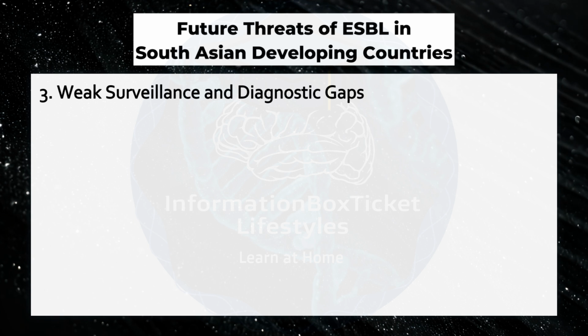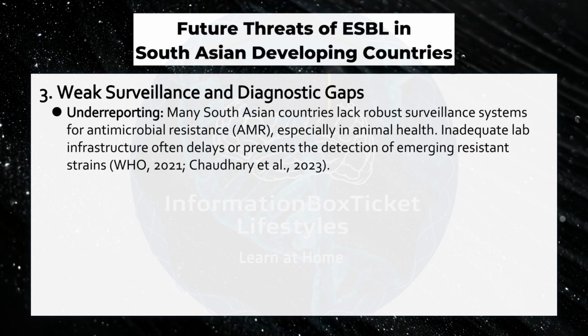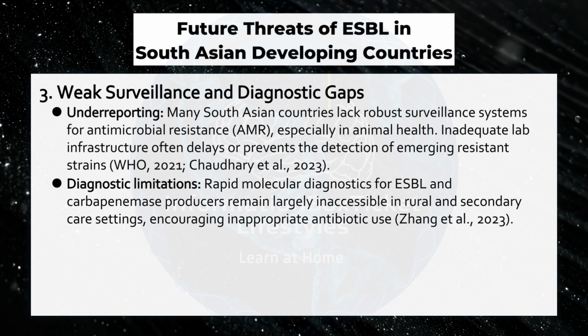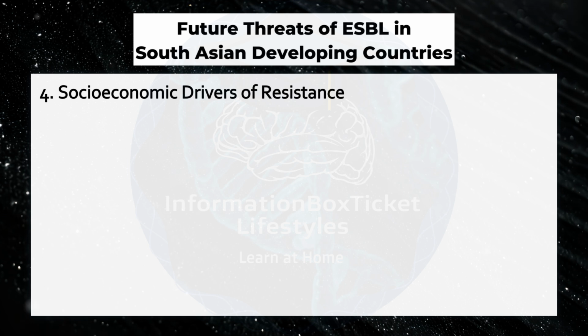Weak surveillance and diagnostic gaps. Underreporting. Many South Asian countries lack robust surveillance systems for antimicrobial resistance, AMR, especially in animal health. Inadequate lab infrastructure often delays or prevents the detection of emerging resistant strains. Diagnostic limitations. Rapid molecular diagnostics for ESBL and carbapenemase producers remain largely inaccessible in rural and secondary care settings, encouraging inappropriate antibiotic use. Socioeconomic drivers of resistance.